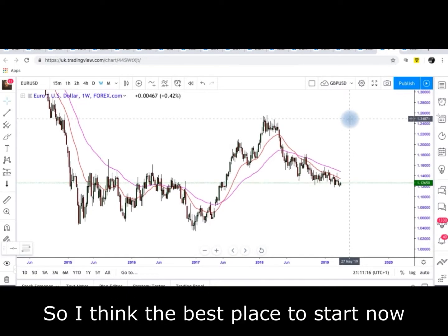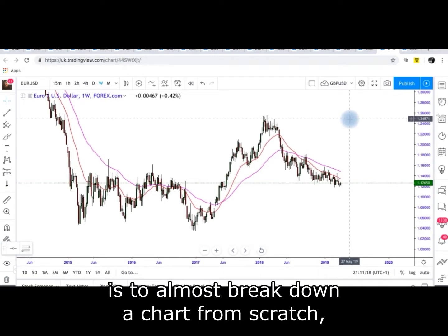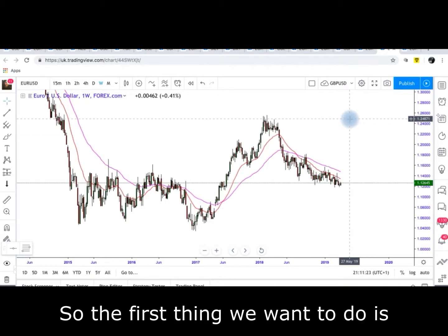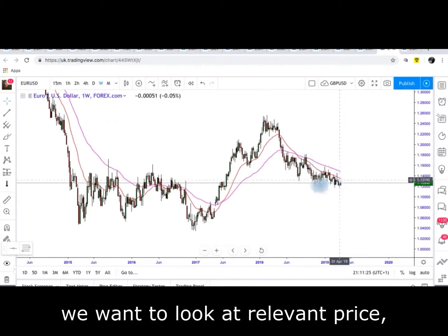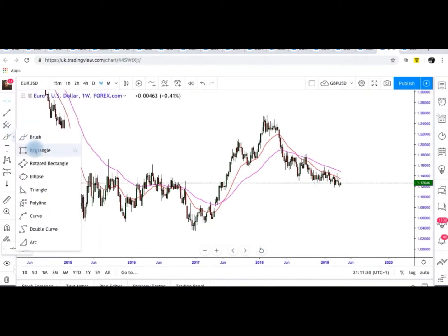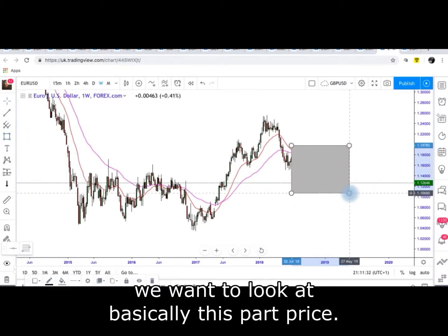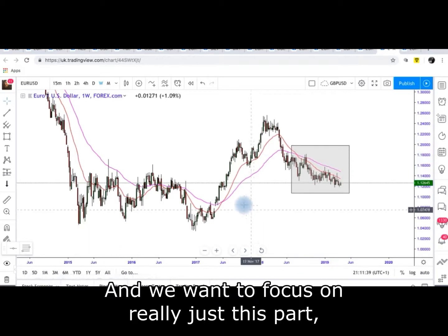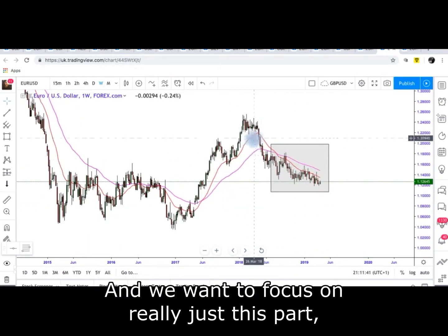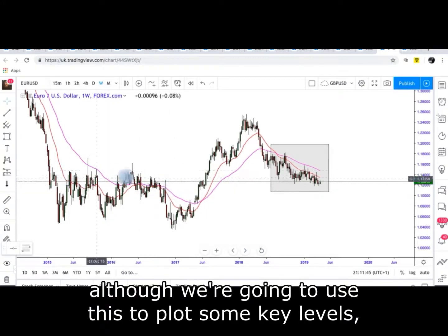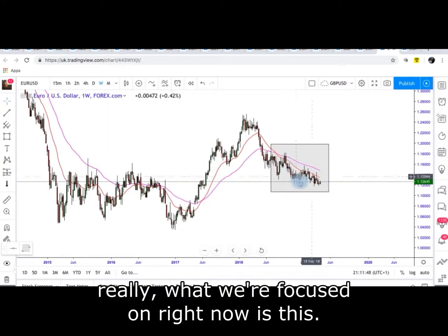So I think the best place to start now is to break down a chart from scratch, as if we're looking at it from a higher time frame basis. The first thing we want to do is look at relevant price, which is this. If I just highlight this zone, we want to look at this part of price. Let me just sort the transparency out for this. And we want to focus on really just this part, because this part here is almost irrelevant to some extent. Although we're going to use this to plot some key levels, really what we're focused on right now is this.